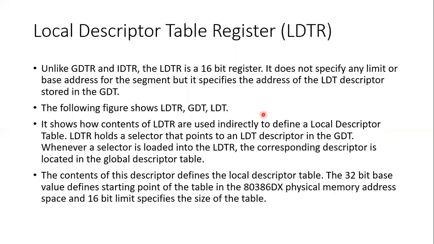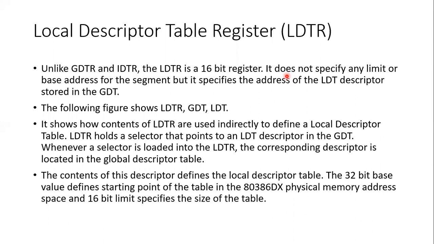Okay. Then next is the local descriptor table. Unlike the GDTR and IDTR, the LDTR is a 16-bit register. It does not specify any limit or base address for the segment. Very important point. It is a 16-bit register. These both were 48-bit registers, whereas the LDTR is a 16-bit register. This register will not specify any limit or any base address for the segment, but it specifies the address of the LDT descriptor stored in the GDT.